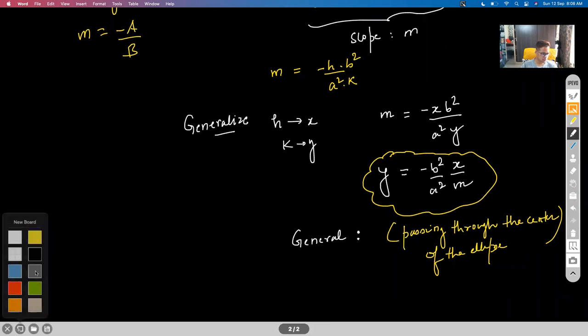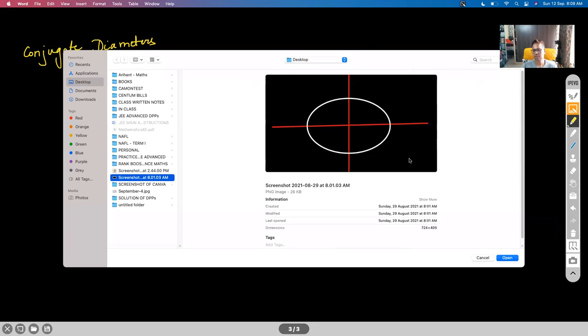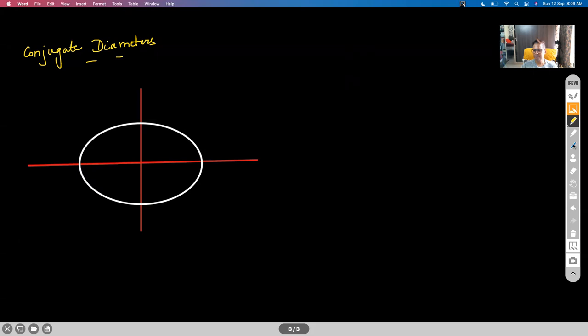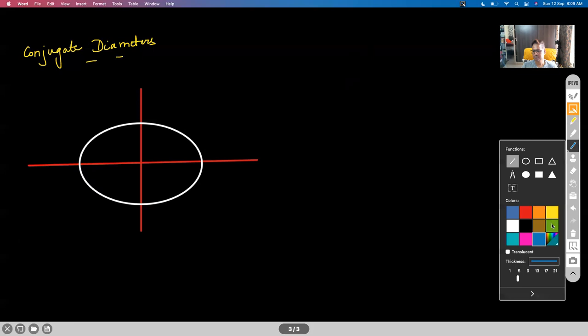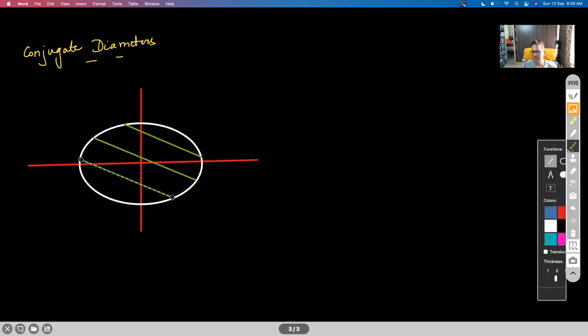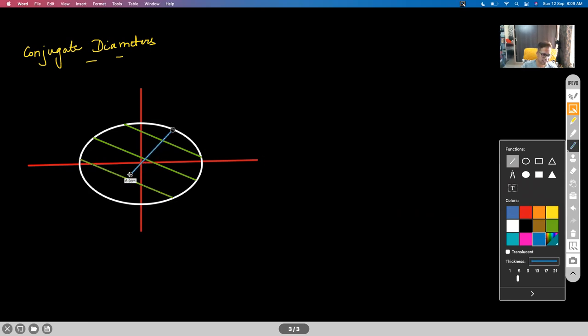Now, let us also talk about conjugate diameters. So what are conjugate diameters? Let us say there is a system of parallel chords, and let's say there is a diameter which bisects the midpoints of these chords. Now, what if I start making chords which are parallel to this diameter? Let me make just a few of them.